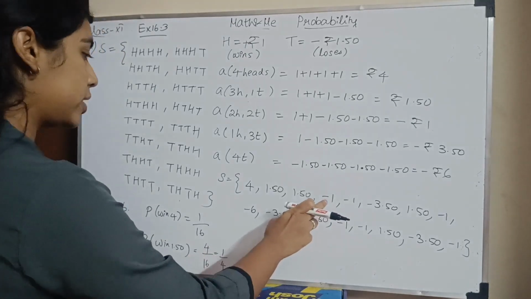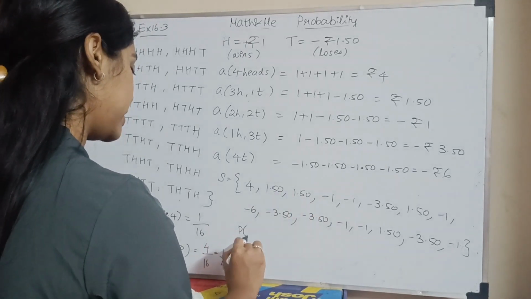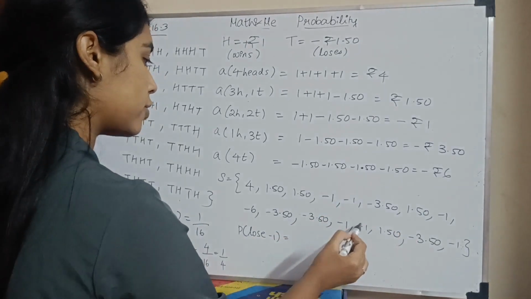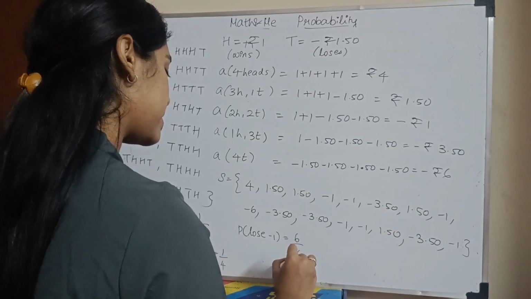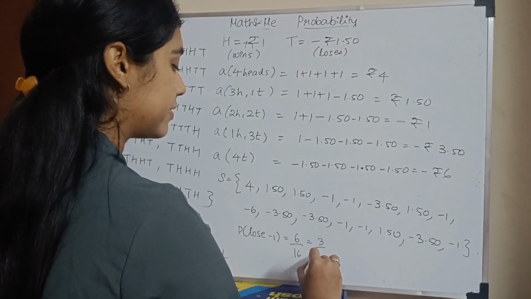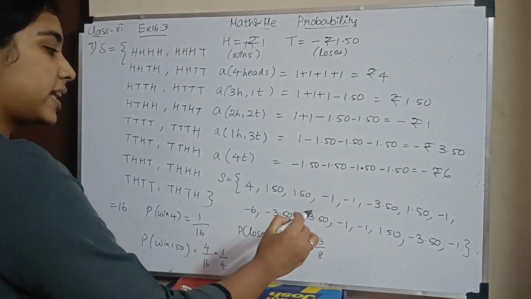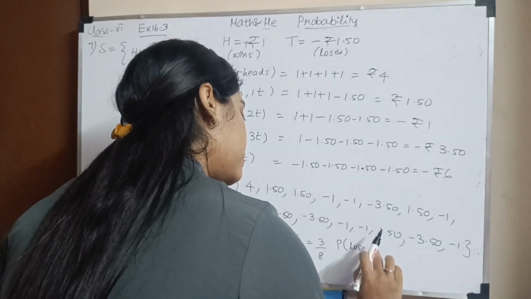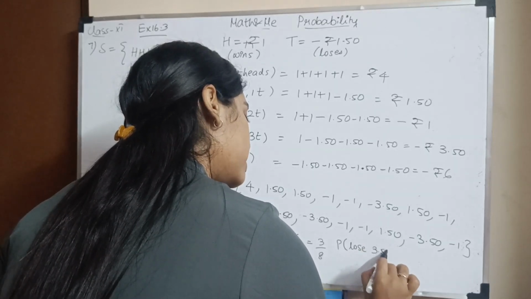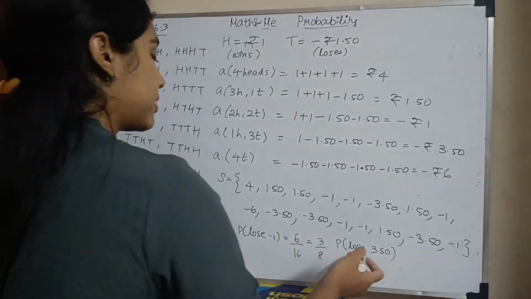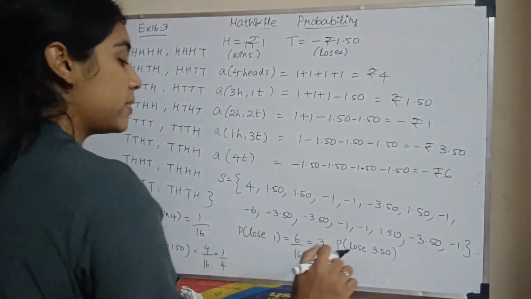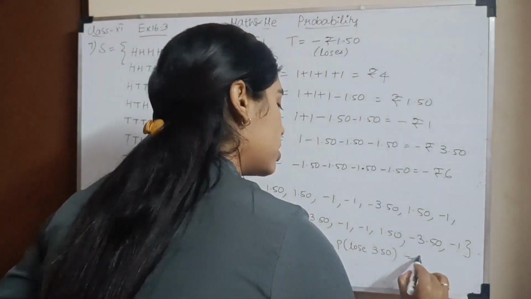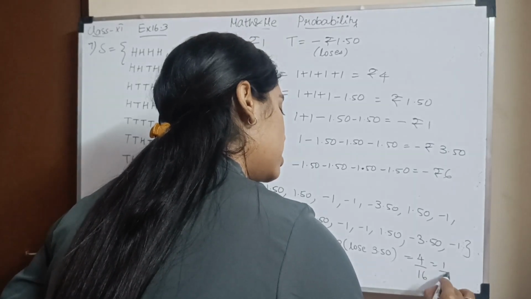Then probability that I lose minus 1. So probability of losing minus 1 will be 1 2 3 4 5 6. So it will be 6 divided by 16. Both are divisible by 2, so 3 divided by 8. Then probability that I lose minus 3.5. Okay, so neglect the sign when you are writing this. Lose 1 rupee. Okay, lose 3.5 will be, how many do I have? 1 2 3 4. So 4 divided by 16, which is again 1 by 4.